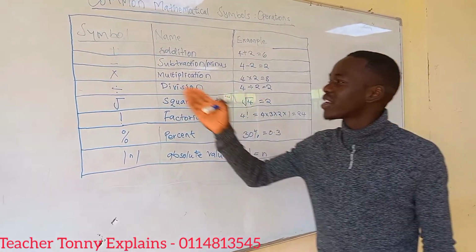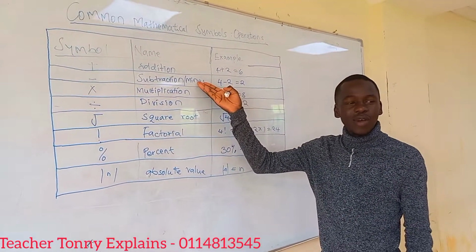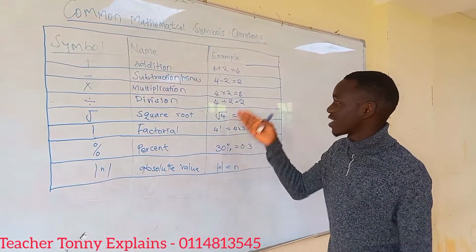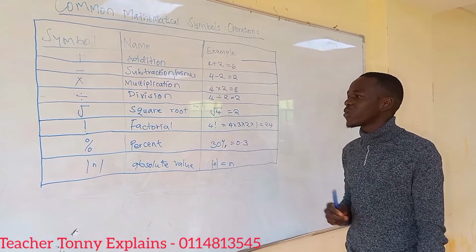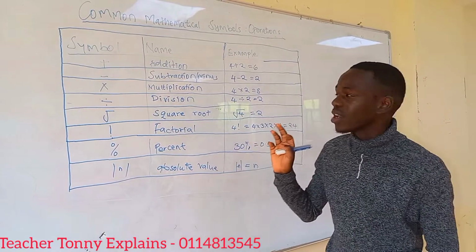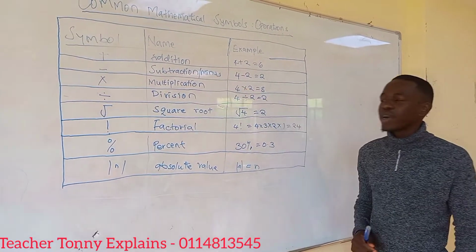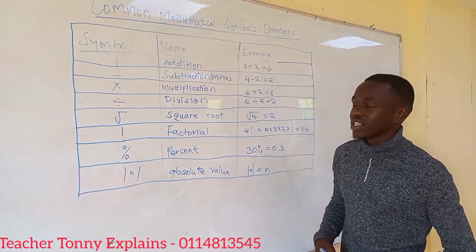The next symbol is subtraction symbol. In other words, it is called minus symbol. For example, 4 minus 2, we get 10. The next symbol is multiplication symbol. Its name is multiplication symbol. For example, 4 multiplied by 2, we get 8.